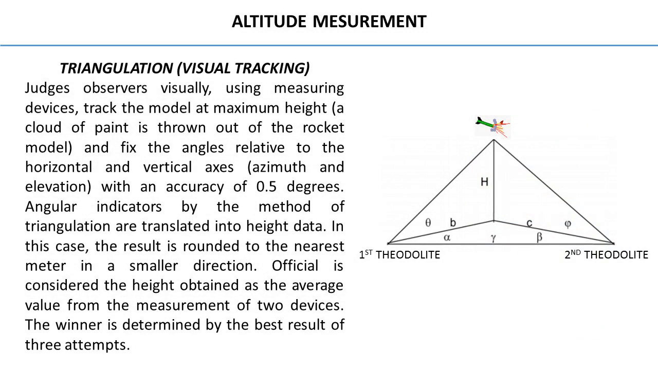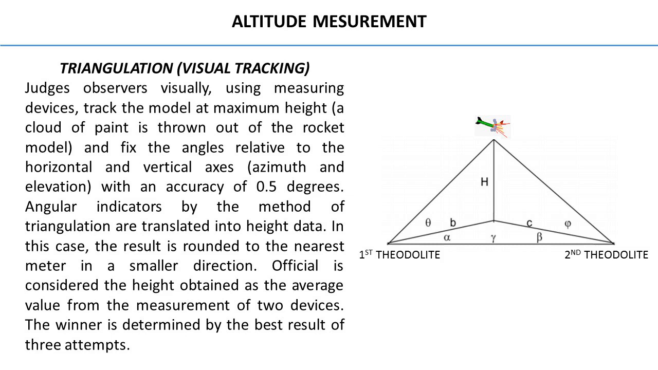Altitude measurements, triangulation, and height sensors. Triangulation, visual tracking. Judges observe visually using measuring devices, and track the model at maximum height. A cloud of paint is thrown out of the rocket model, and they fix the angles relative to the horizontal and vertical axis, azimuth and elevation, with an accuracy of 1.5 degrees.